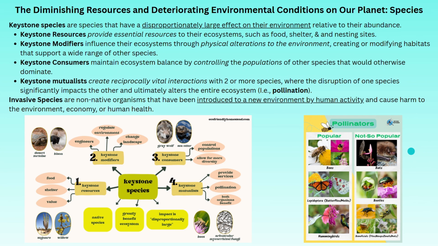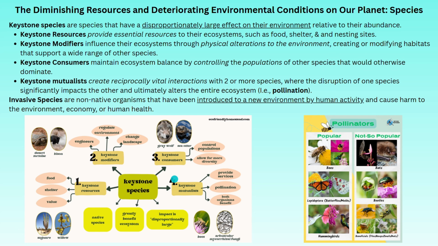So within the food web or environments, there are what are known as keystone species. I'm sure some of you have heard of this term and probably know of a few. But put simply, keystone species have a disproportionately large effect on their environment relative to their abundance. There are 4 different types of keystone species. There are keystone resources, keystone modifiers, keystone consumers, and keystone mutualists, and they all play a vitally important part in each one of their environments.